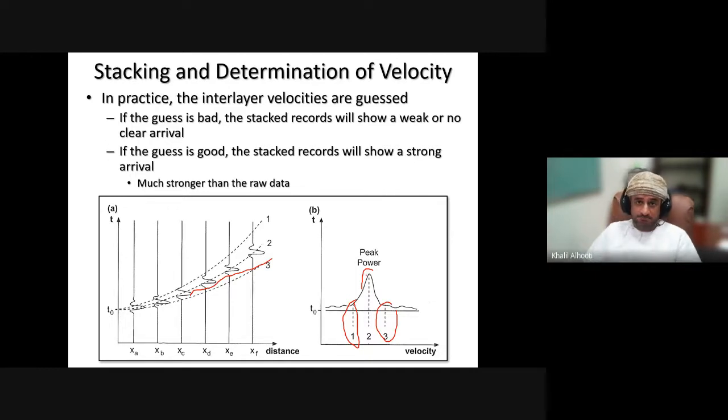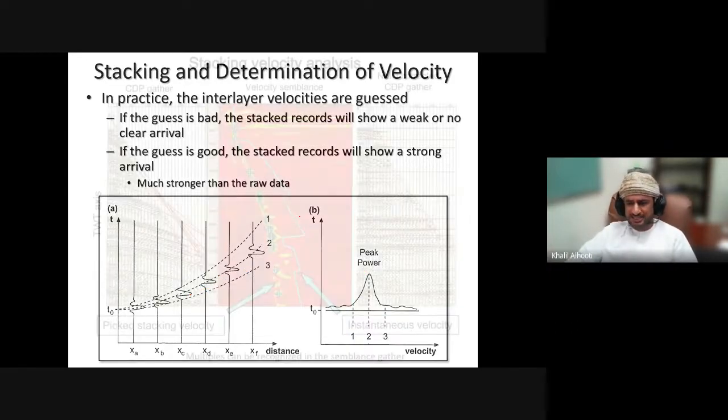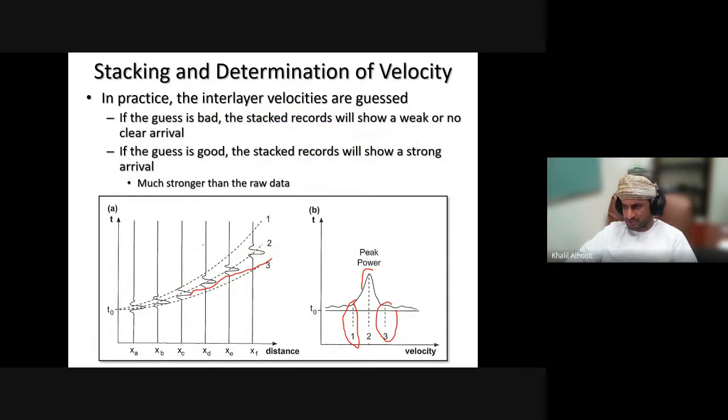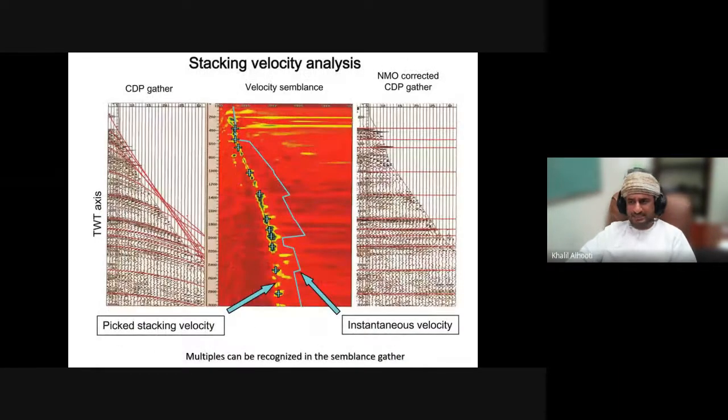This is a guessing game. You just keep guessing until you get the maximum power. But usually it's not done the way we make it in here. We do something called semblance analysis.